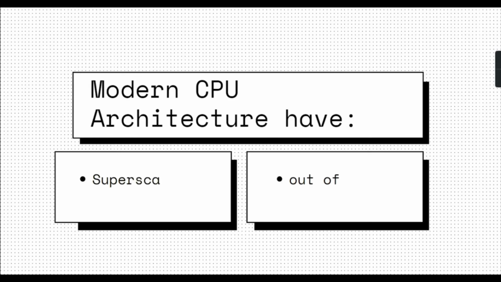Modern CPU architectures have these features: the superscalar execution and out-of-order execution. The superscalar execution can execute more than one instruction during a clock cycle. And the other one, out-of-order execution.